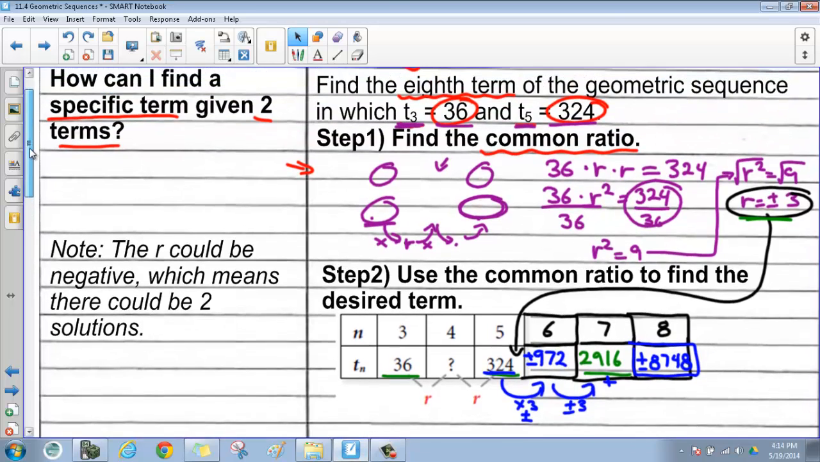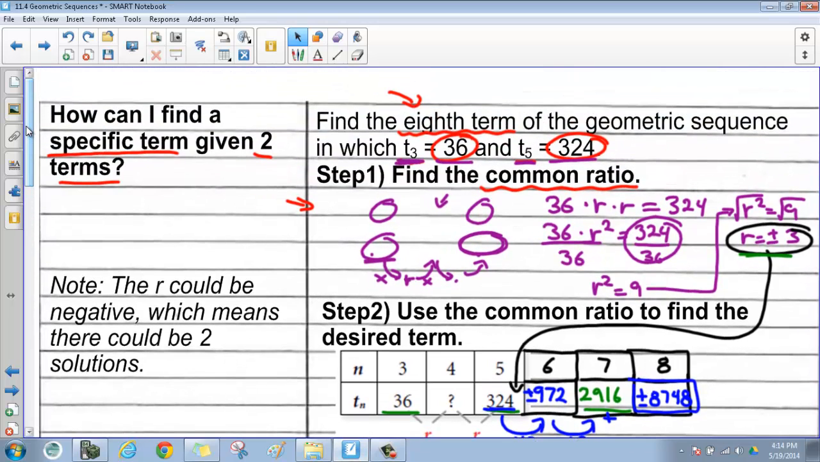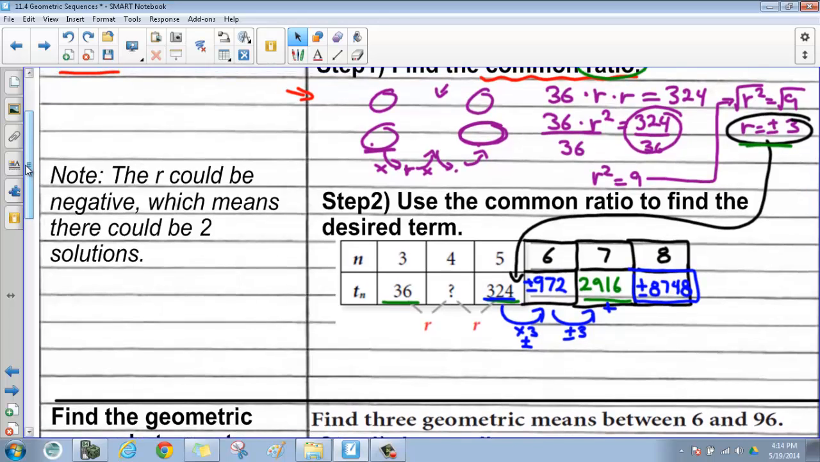And so that is how you can find an 8th term or a 12th term or any term given two terms in it. The first step, find the common ratio. That's what you want to do. Find that common ratio. Once you find that common ratio, and it could be both a positive and negative value, use that common ratio to fill in more of this table so you can get out to that value.